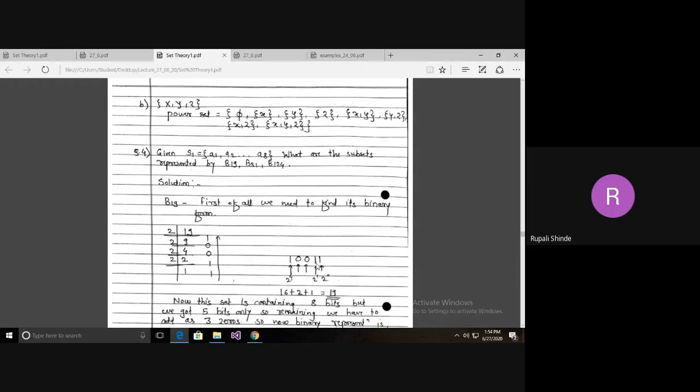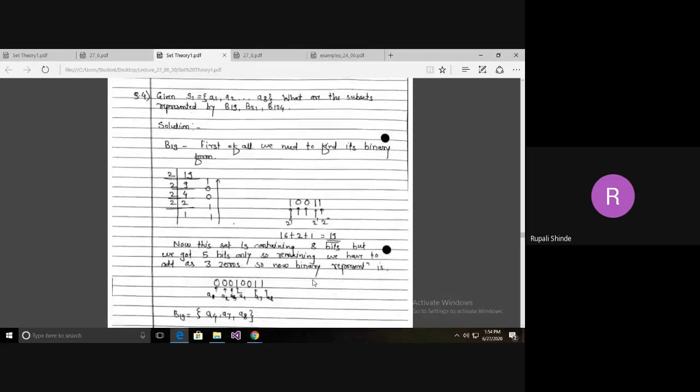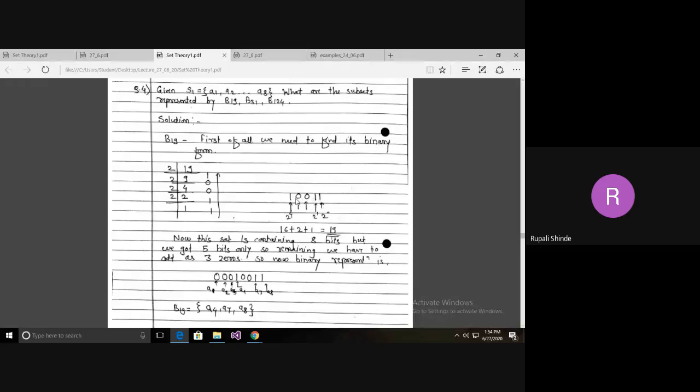First, we have to convert it into binary form. So first of all, we have to find out the binary representation of 19. So the binary representation of 19 is given as 10011. Again, there are a total of 8 elements in the given set, so we have to add the remaining elements. So total 5 digits are here, so still we have to add 3 zeros before this string.